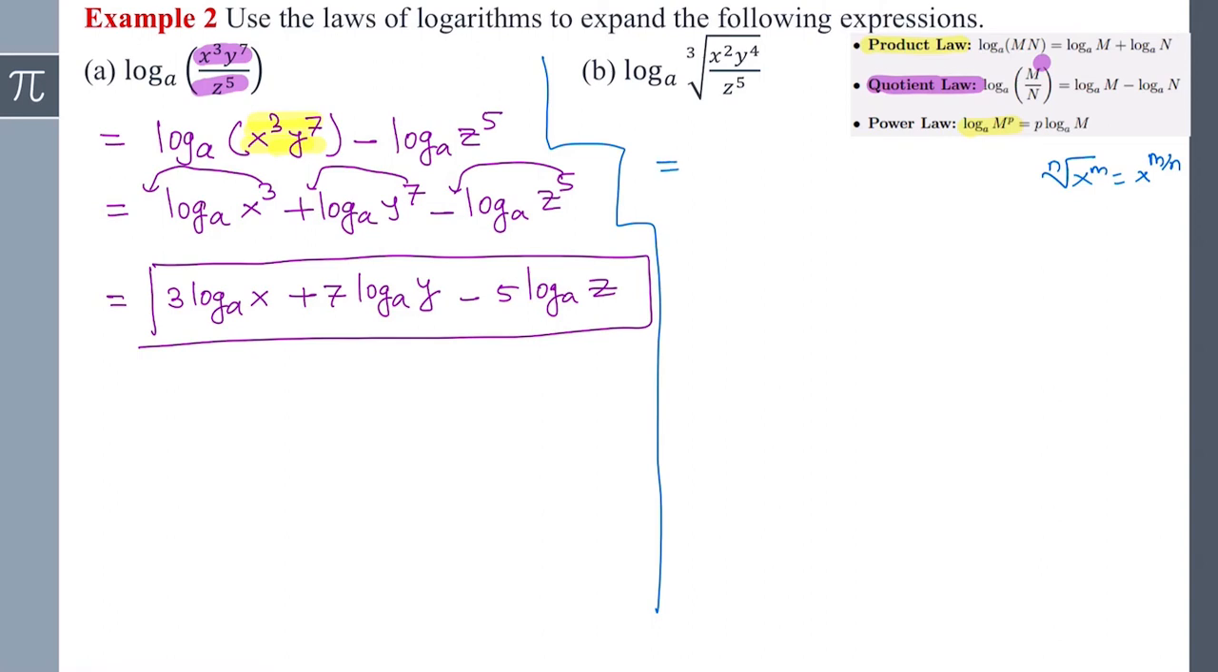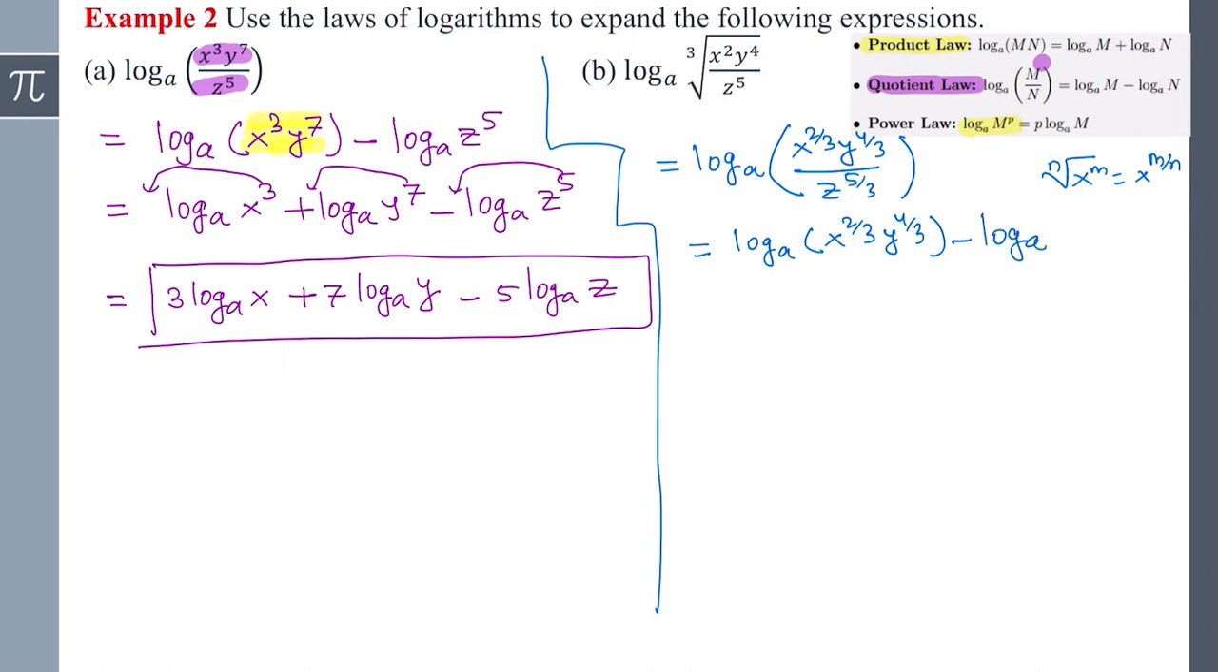So this equals log base a of x to the 2/3 y to the 4/3 divided by z to the 5/3. Now we can use the laws of logarithms. The first one, we are going to use the quotient law, which means we have log base a of x to the 2/3 y to the 4/3 minus log base a of z to the 5/3.